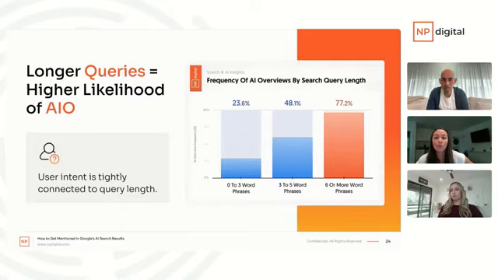Now, longer queries are also more likely to trigger AI overviews. Targeting long tail conversational queries should be a core part of your strategy. When I first got into SEO, there were these rules about, we're not going to target any keyword with less than 100 searches or less than 200 searches. But those days are over.